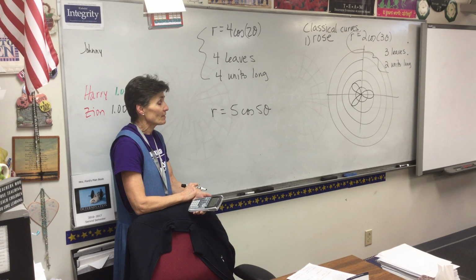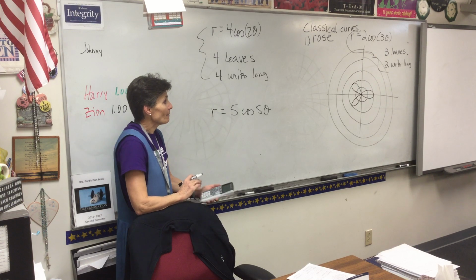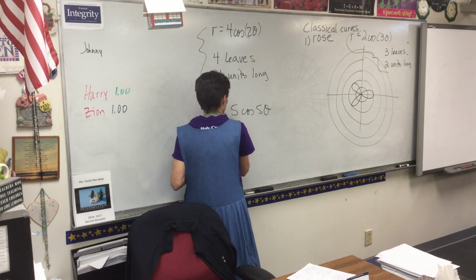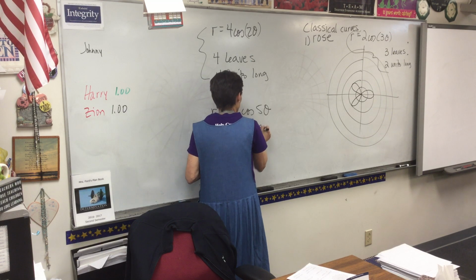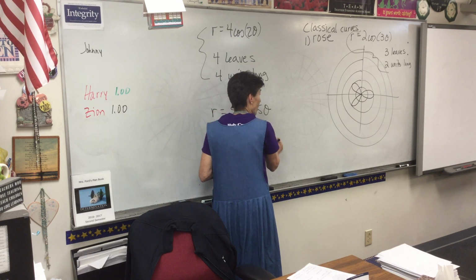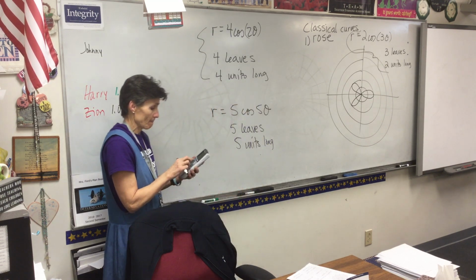5 cosine 5 theta. What happened? How many leaves does this one have? Who said 5 leaves? And how long are they? 5 units long?